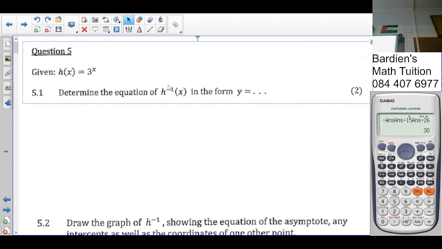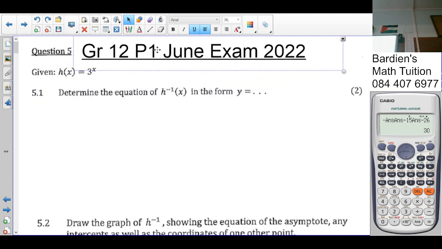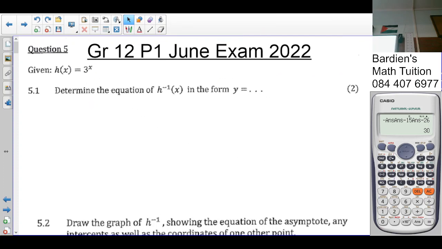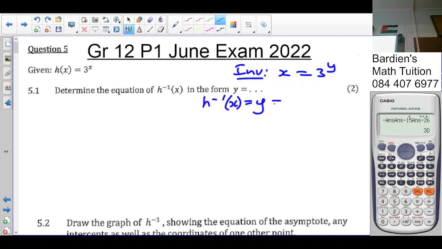Question 5. In question 5, we are given h of x equal to 3 to the x. Determine the equation of the inverse function in that form. So what do we do for the inverse function? We interchange x and y, not so? So x equal to 3 to the y. To make it in the form of y equals, I must change this to log form. So it's going to be log x base 3.